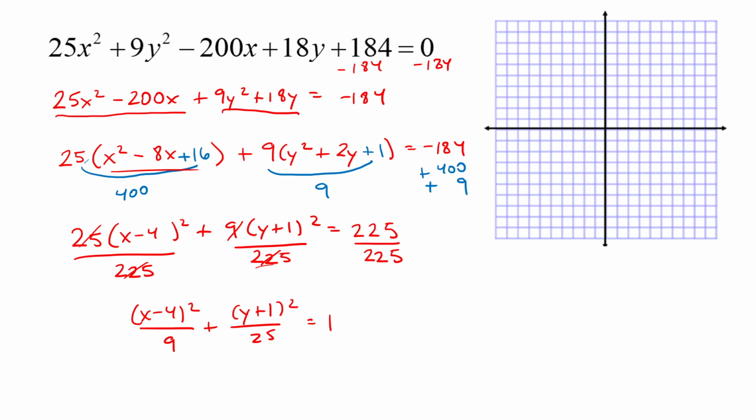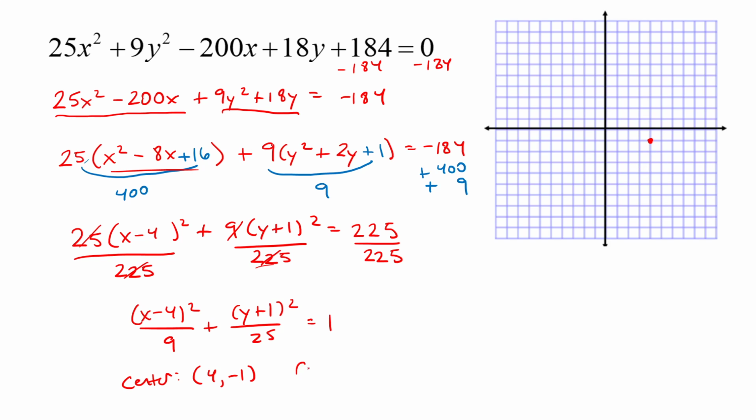And when we ask you to do this on a quiz or a test, we would ask you to graph the picture and find all the information. So let's do that. First of all, the center is (4, -1). So let's go ahead and graph that. (4, -1) is down here.